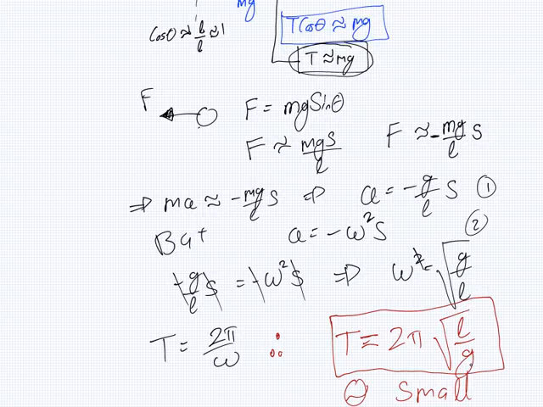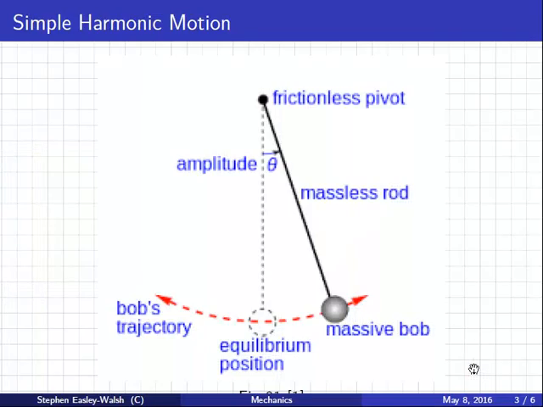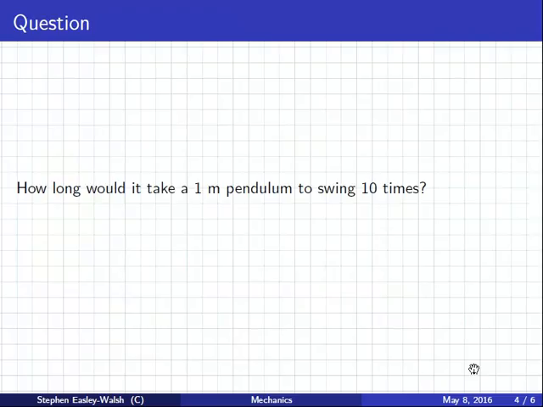Okay, can we scroll down? I want you to try to use the formula to get the answer here. How long would it take a 1 meter pendulum to swing 10 times? The L I give you is 1 meter. I want to know the time.